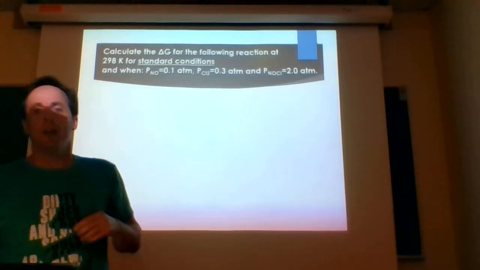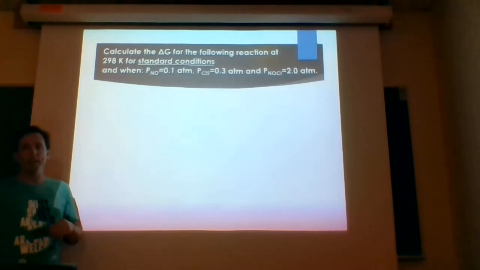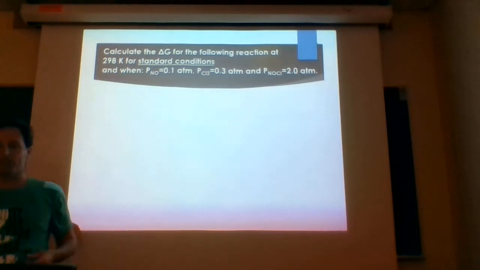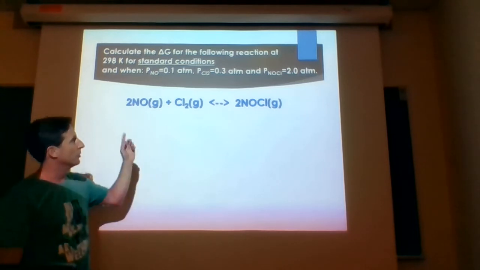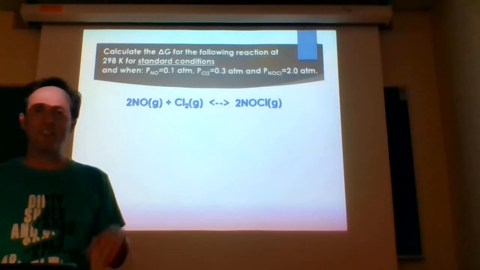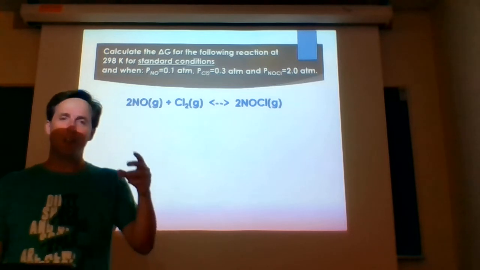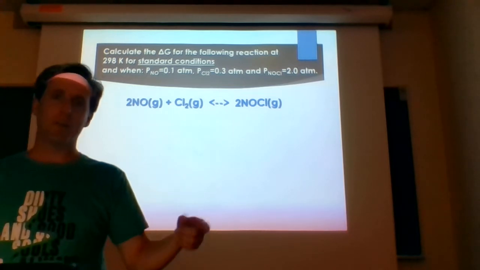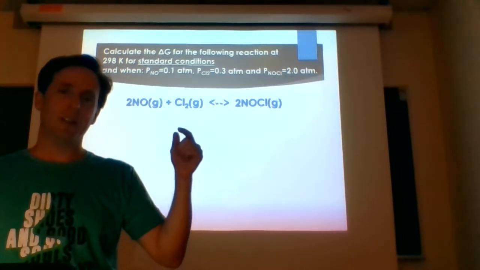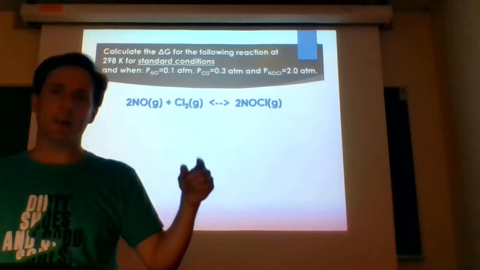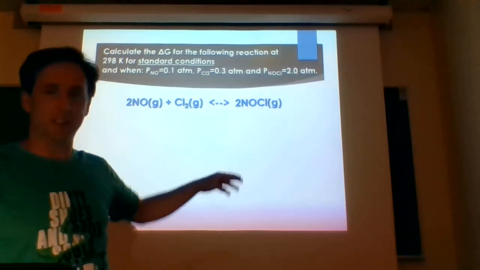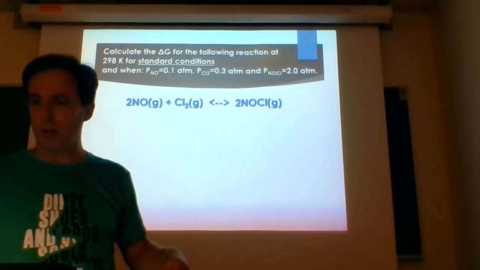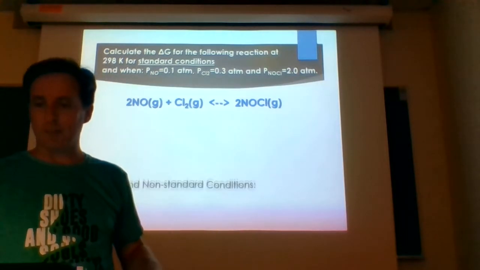So I have a reaction here: 2 NO reacting with Cl2 to form 2 NOCl. I've changed this reaction because for the previous problem in the PowerPoint, some of the values we needed weren't in the appendix. So I changed the reaction, and actually one of the boxes that's going to pop up in a minute is the wrong one. I'll talk about that in a second.